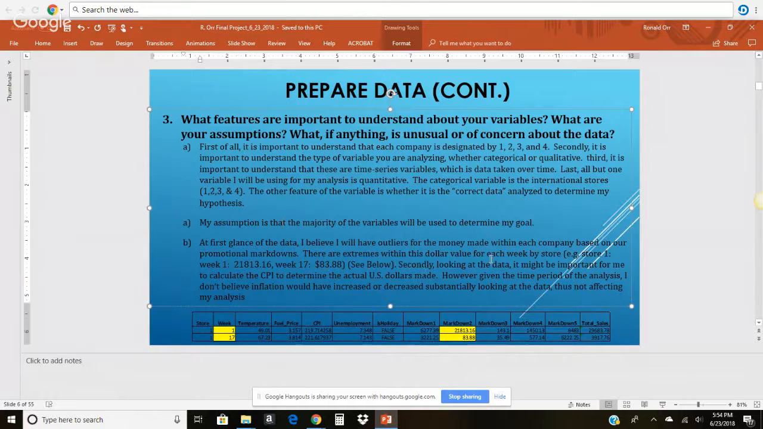Secondly, looking at the data, it might be important for me to calculate the CPI to determine the actual US dollars made. However, given the time period of the analysis, I don't believe inflation would have increased or decreased substantially looking at this data. As I went through my analysis, I determined this actually was a fact. I don't believe CPI played into my analysis one way or the other reviewing this data.